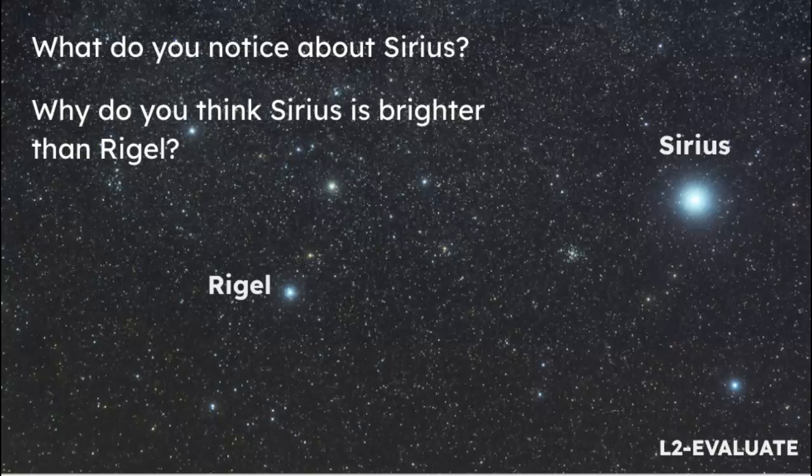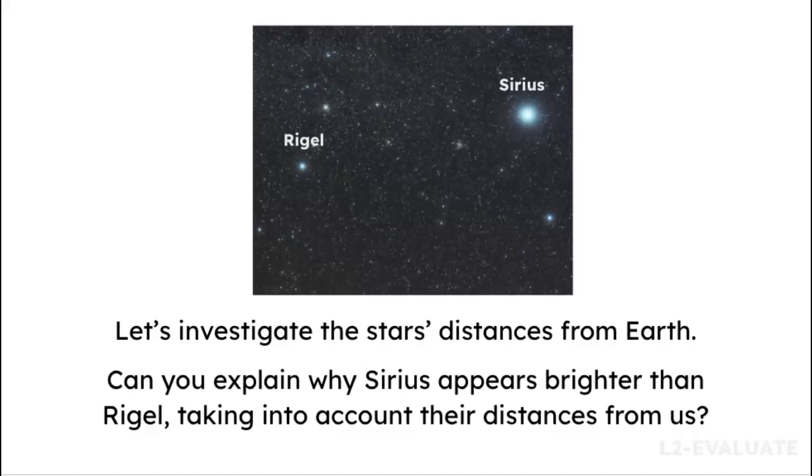For the Evaluate portion, you'll bring the class together to discuss and revisit the images of Sirius and Rigel from the Engage. You'll ask what they notice about Sirius and why they think it is brighter than Rigel. You'll investigate the stars' distances from Earth with students. Using the provided website, you'll scroll over the stars Sirius and Rigel and check the distance from the star to Earth.